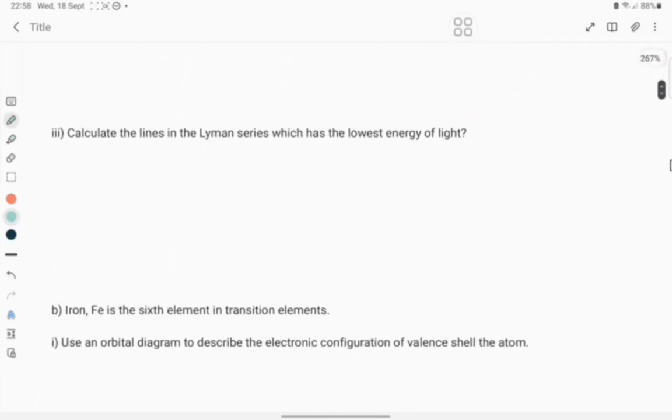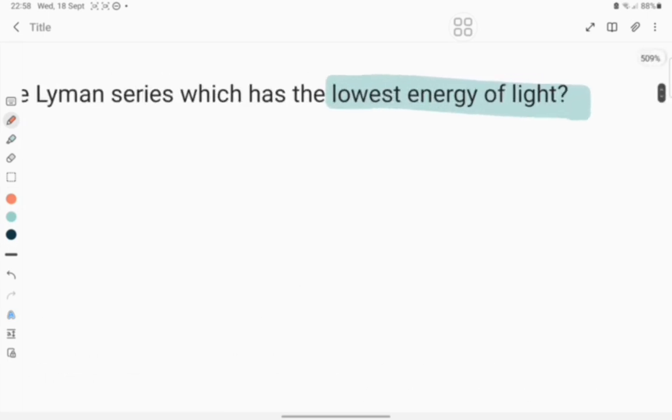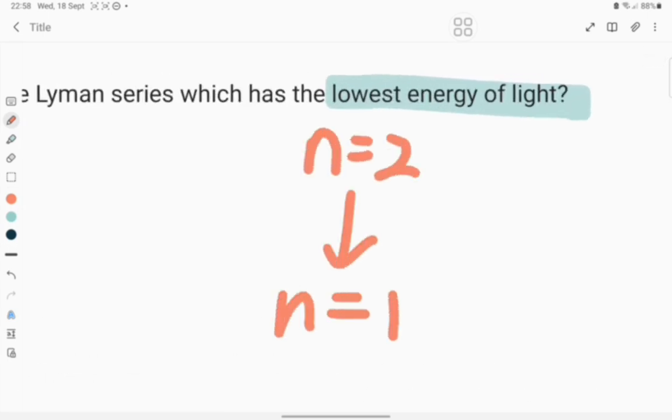Okay, so the next question is, calculate the line in the Lyman series which has the lowest energy of light. Okay, highlight this lowest energy of light. So lowest energy of light represents n equals 2 dropping to n equals to 1. Okay, it is the electron that drops, not the energy level. So the electron will drop from n equals to 2 to n equals to 1.